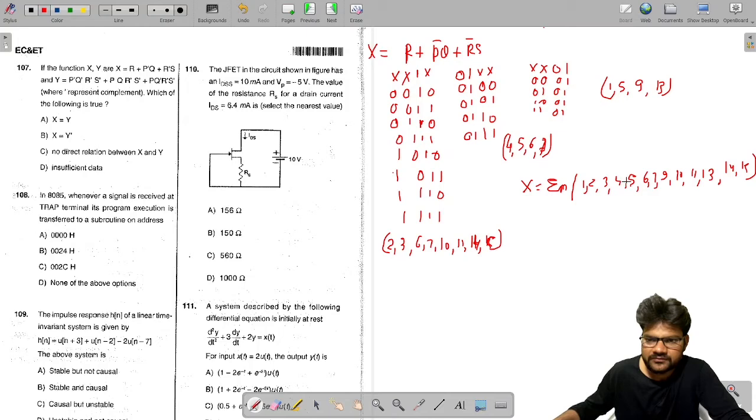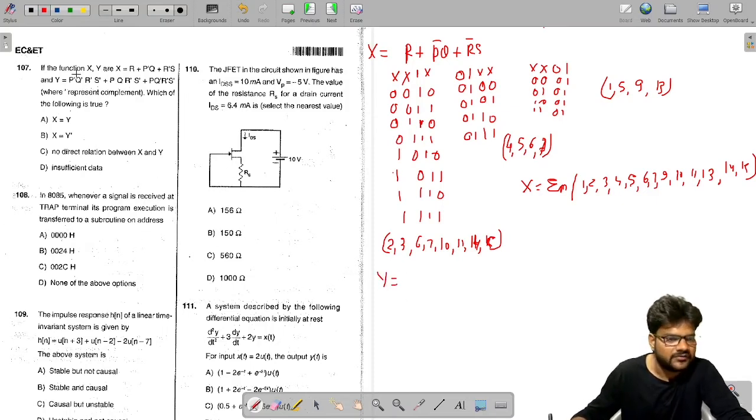1 2 3 4 5 6 7 8 9 10 11 12 13. So 13 minterms are there in x. Now let us find out minterms from y. So y we are given, okay, from there we can find out.